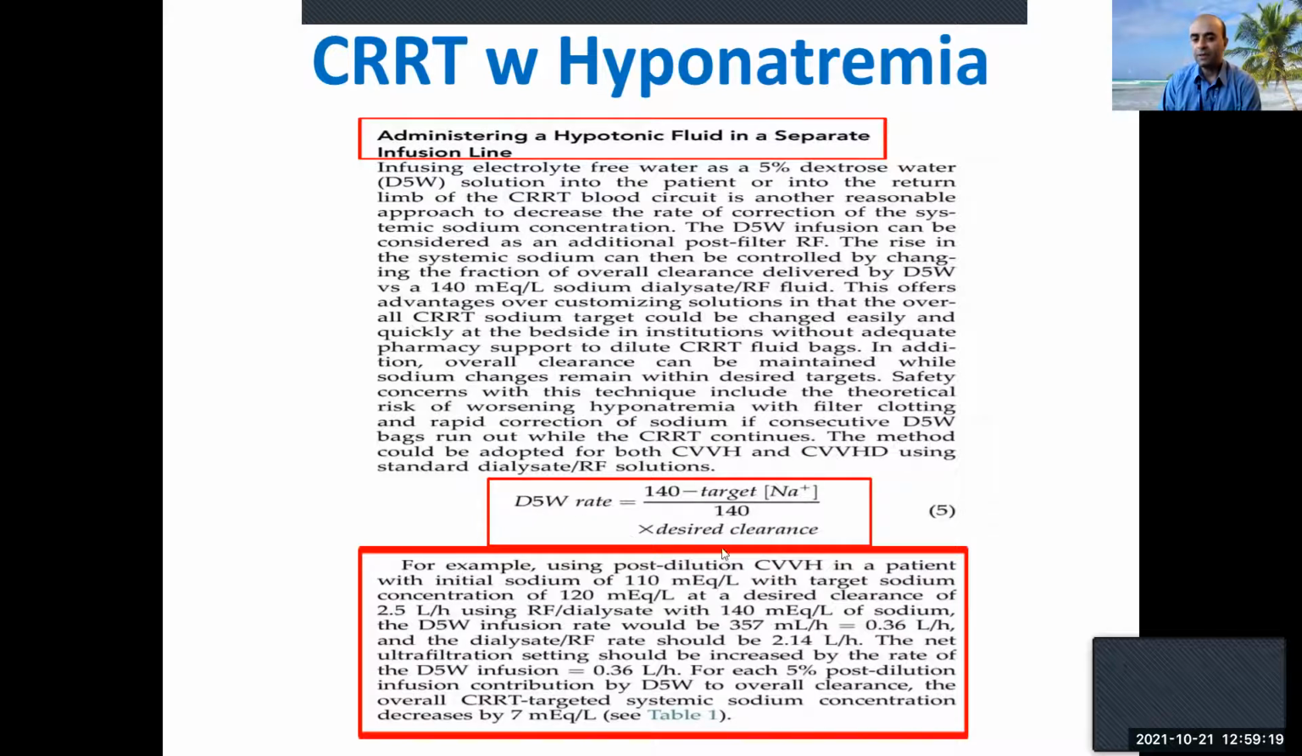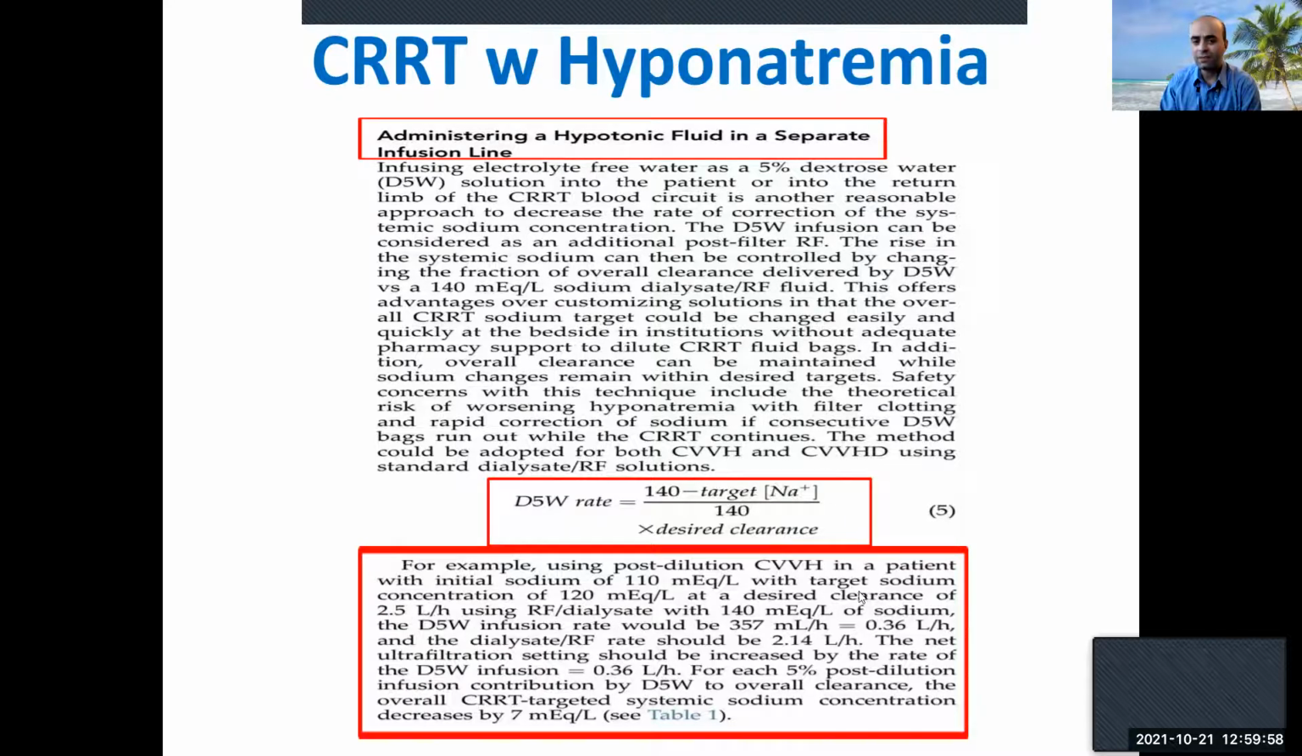The infusion rate during CRRT is to keep the sodium controlled, because as mentioned in the last presentation, our dialysate sodium is around 140. We divide our baseline sodium 140 minus the target sodium. If I have one patient with sodium 110 and my target is to increase only 6 millimoles, my target is 116: 140 minus 116, divided by 140, multiplied by the desired clearance, the amount of dialysate and replacement.